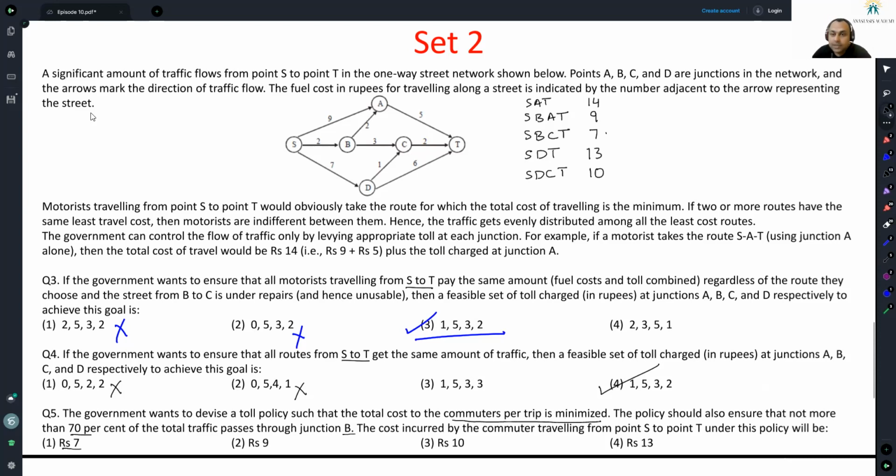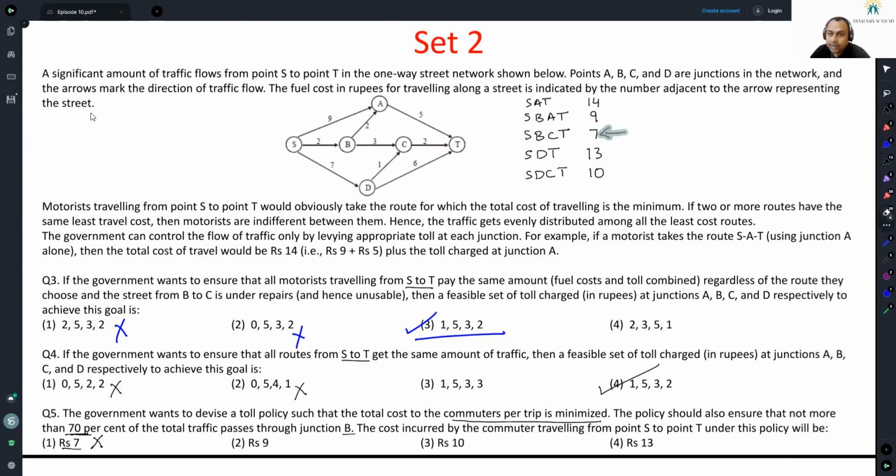Now see, this is the lowest price here. If no tolls were implemented, for 7 rupees a person can go from S to T, which is wonderful. But whether tolls were levied or not, the problem would be that everybody would go to SBCT. That is not ideal because we have to ensure that not more than 70% of the total traffic passes through junction B. So we can't have SBCT alone. So my tolls will be implemented somewhere. 7 cannot be the answer. The next best case is 9 rupees.